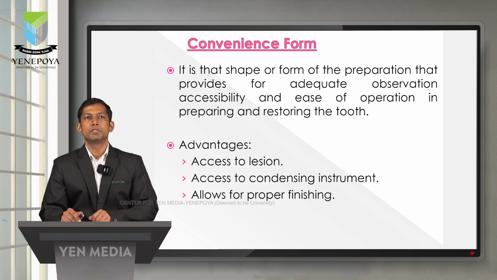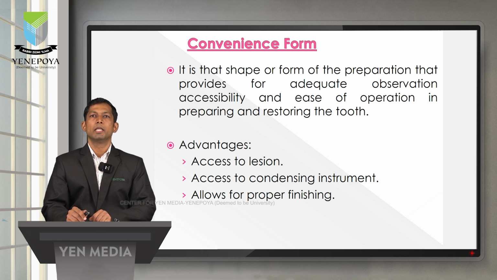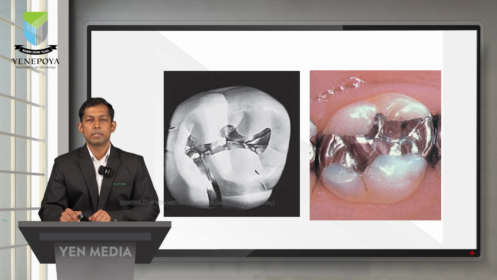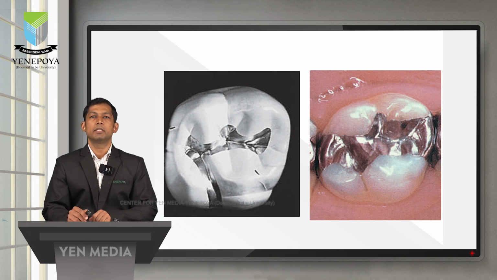The next step is the convenience form. It is that shape or form of the preparation that provides for adequate observation, accessibility and ease of preparation in preparing and restoring the tooth. The advantages of giving this form are access to the lesion and access to condensing instruments so that you can restore it properly. It allows for proper finishing of the restoration. This picture here shows a class 2 cavity that is prepared and restored with amalgam.